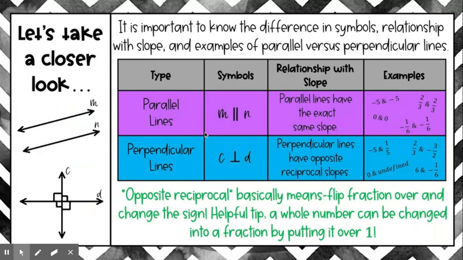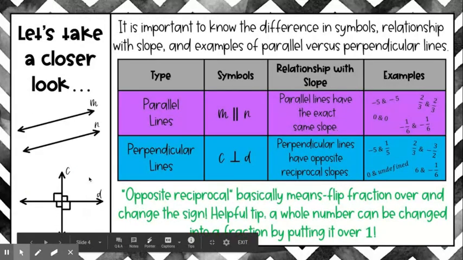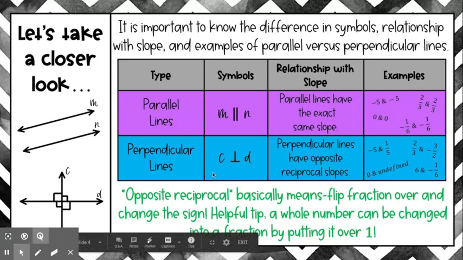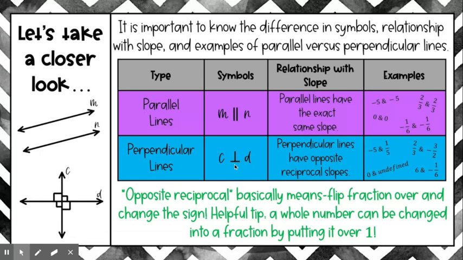Perpendicular lines, on the other hand, are lines that cross each other at one point, one time, and they form 90-degree angles. You write perpendicular with an upside down capital T, because we have our C and D here. So this says line C is perpendicular to D. And perpendicular lines have opposite reciprocal slopes.